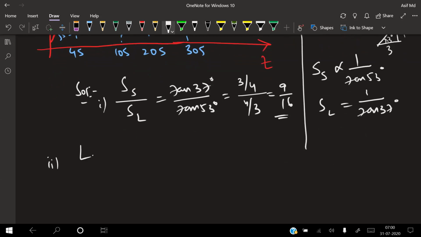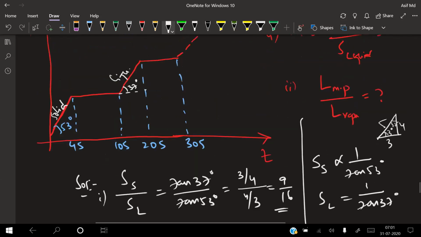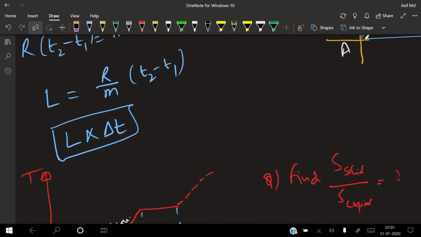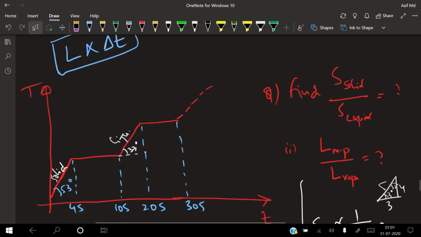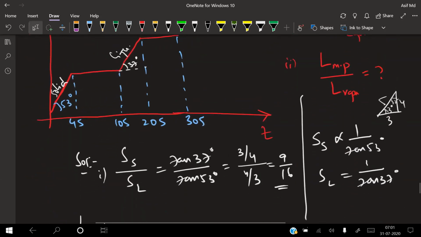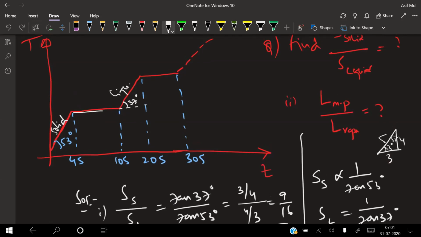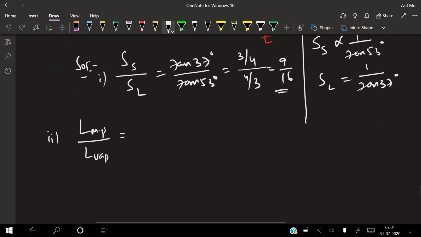What is it asking? Latent heat of melting divided by latent heat of vapor. How are we related to take the relation, beta? See here, latent heat is directly proportional to what? Time. Yes, sir. Latent heat is directly proportional to time. Now for melting, where is it melting, beta? Here to here it is melting. That means 10 minus 4.